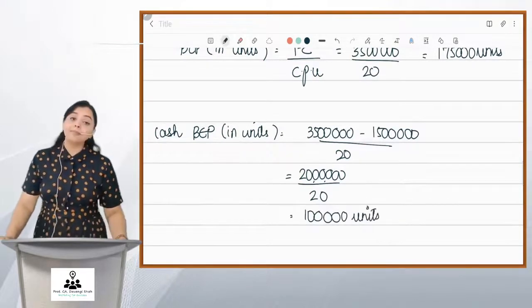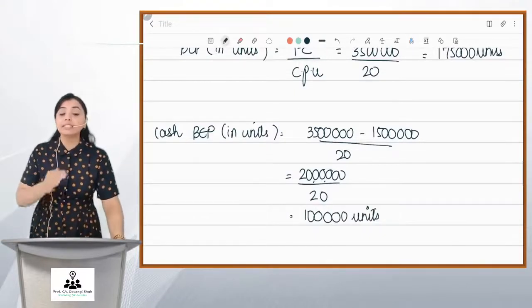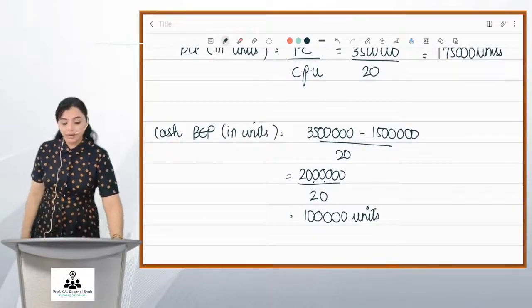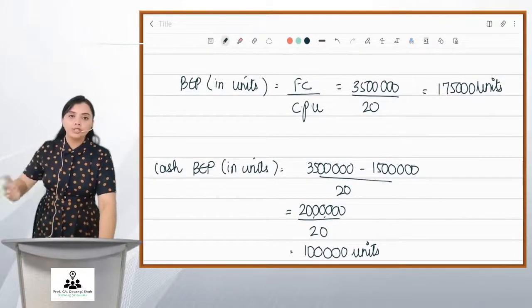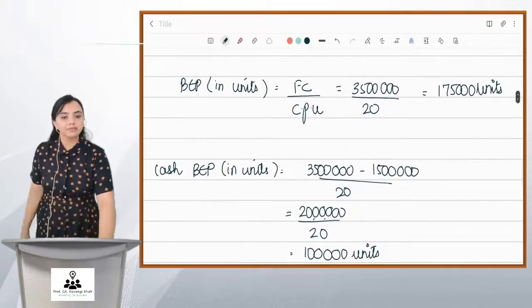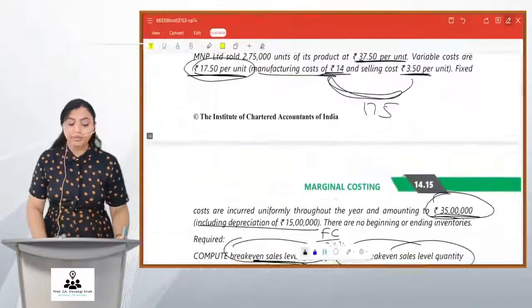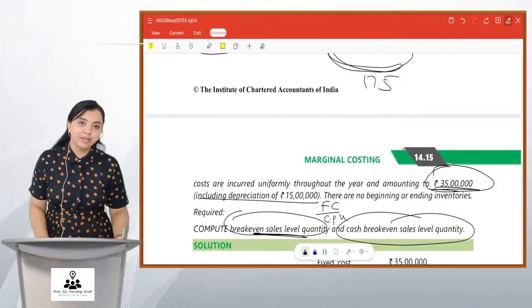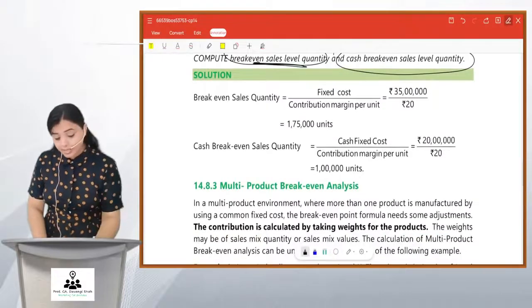So friends, when the company MNP Limited will sell 1 lakh units, it will be able to cover all its cash cost. Okay, 1,75,000 is its total BEP, it will be able to cover all its cost, cash or non-cash. So friends, this is how ICAI can ask you BEP, cash BEP and total BEP. I hope you have understood this sum and have a look at the solution. We have done it right.